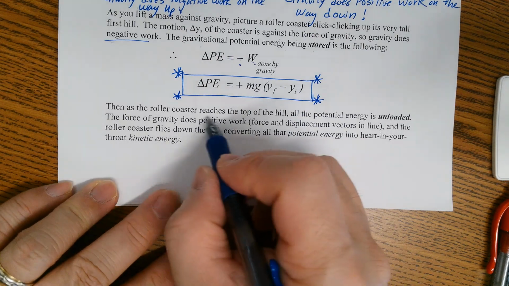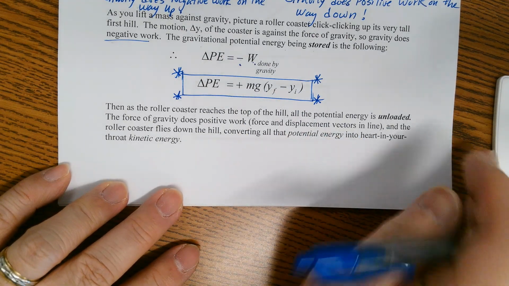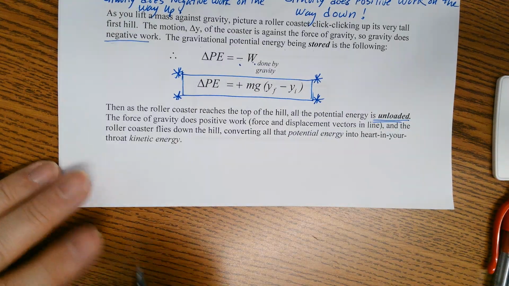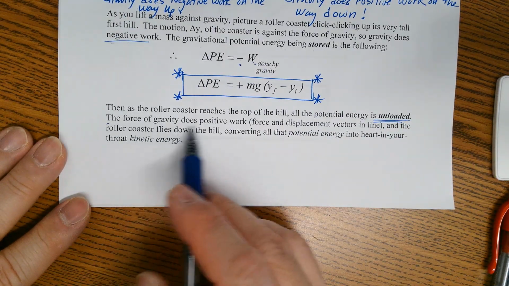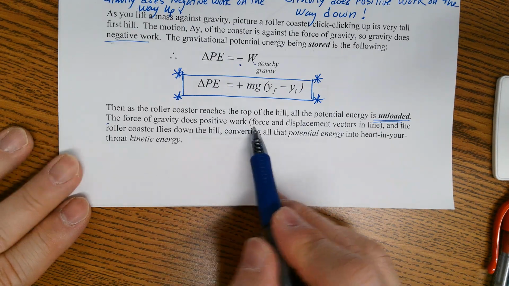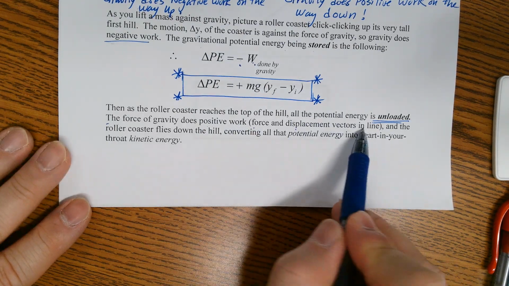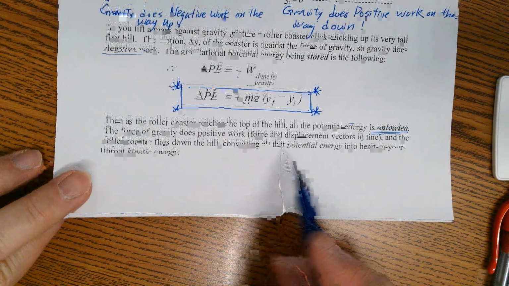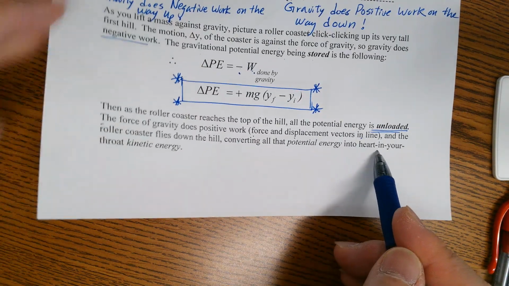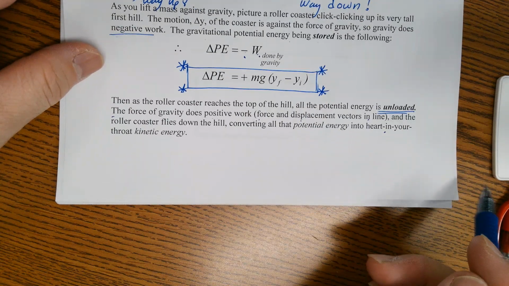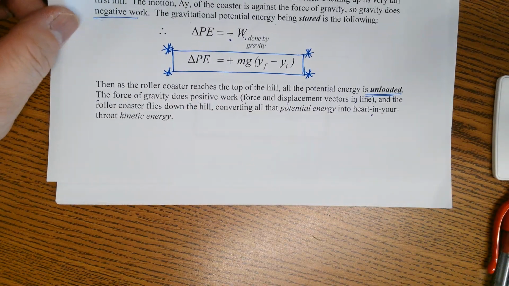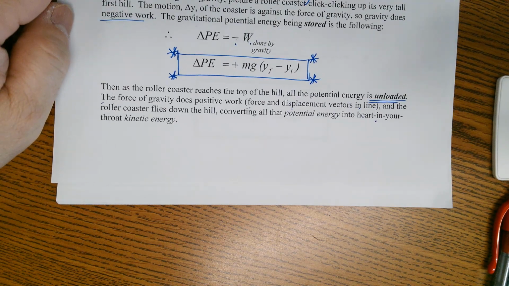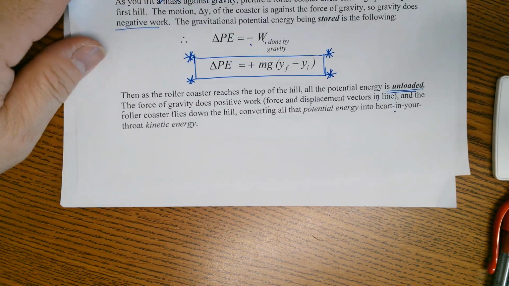As the roller coaster reaches the top of the hill, all the potential energy is unloaded, right? The force of gravity does positive work, and the force and displacement vector are in line. And the roller coaster flies down the hill, converting all the potential energy into kinetic energy. So that potential energy transfers to kinetic energy.